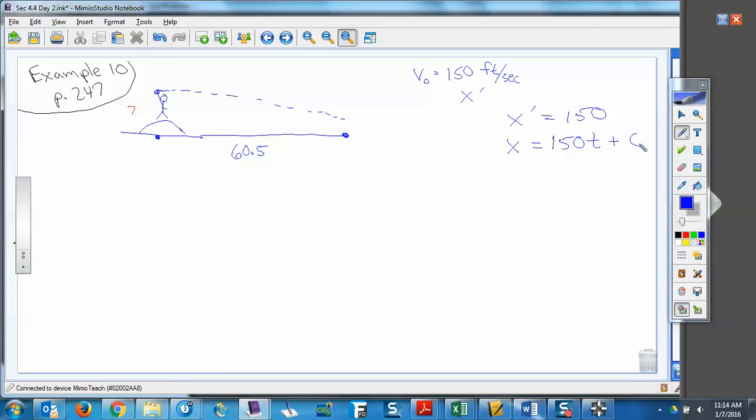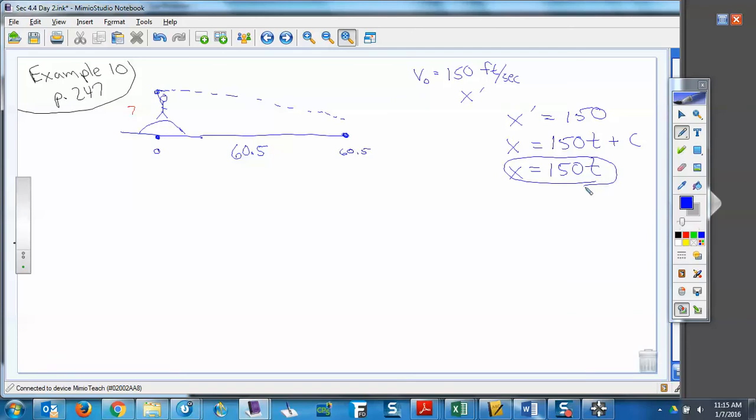Well, there is a piece of information we do know. We do know that when T is 0 at the beginning, which is when he throws it, we know its horizontal position. We're going to call this 0, and we're going to call this 60.5 right here. So what's its horizontal position at time 0? 0. The ball is at 0 at time 0. So what does C have to be? 0. So we know our x equation is 150t. We just built that from the information we have.